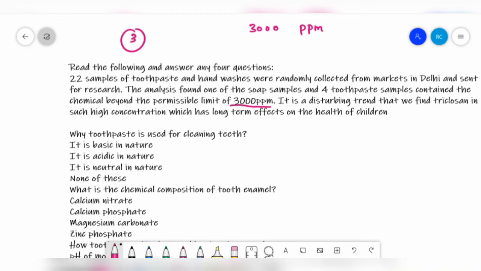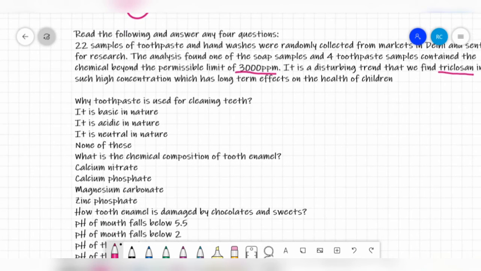So, one soap sample and four toothpaste samples contain the chemical beyond the permissible limit, the allowed limit, that is 3000 parts per million. It's a disturbing trend that we find triclosan in such high concentration. Okay, so they have given a chemical name, triclosan, in such high concentration, which has long-term effects on the health of children. Okay, so very important paragraph. Okay, let us look at the questions given below.